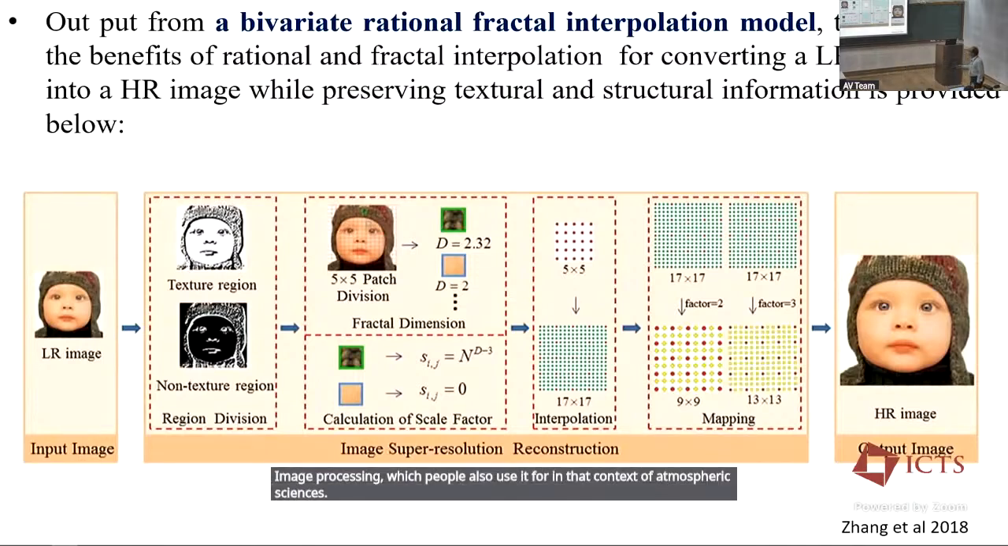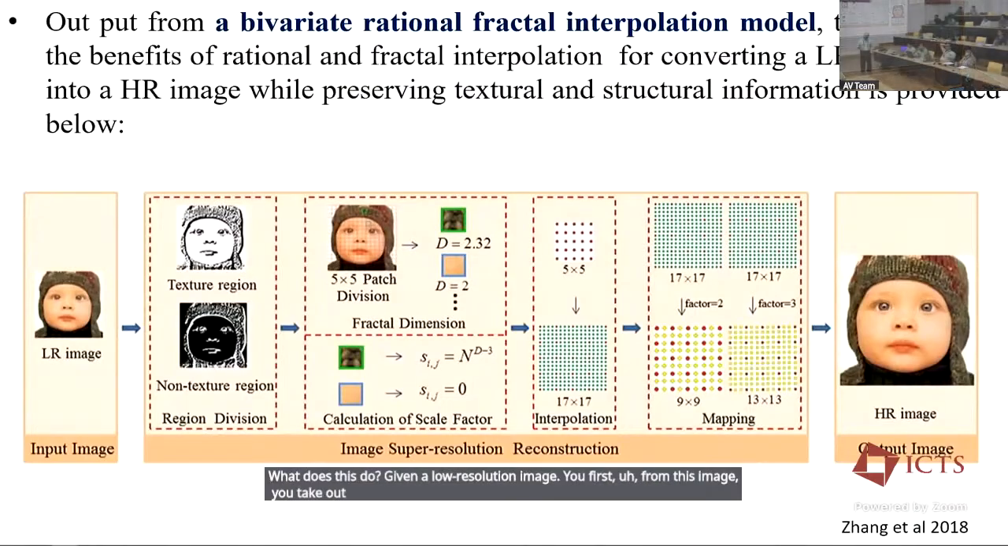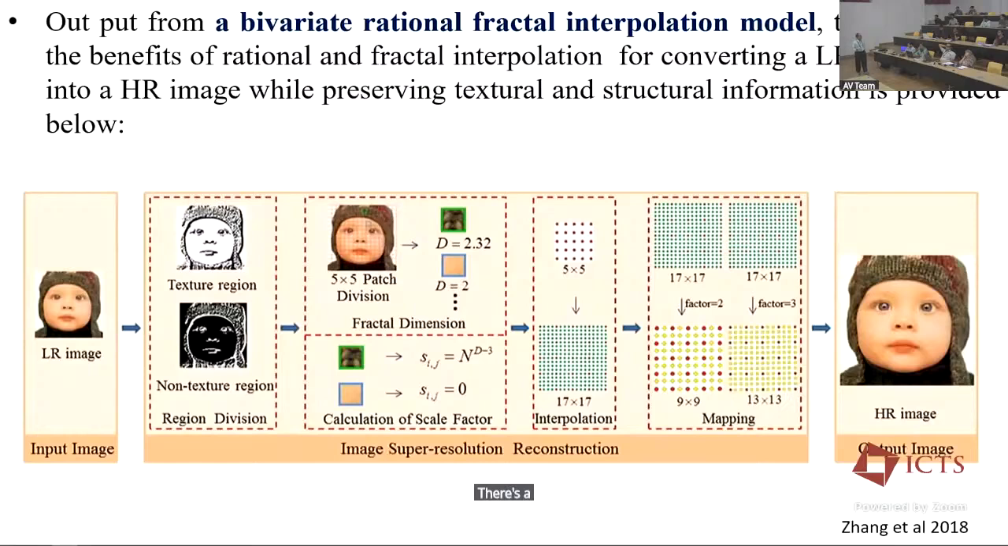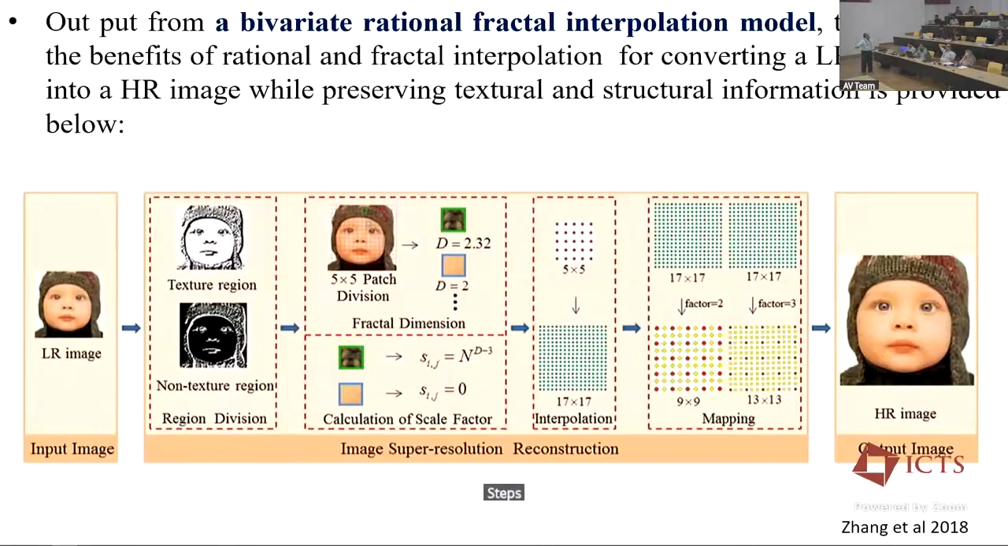What does this do? Given a low resolution image, you first take out its texture separately, and take out its non-textural cartoon region, which is the background, and the texture region. This is the first image processing step, texture and non-texture region. There is a region division for this image. That's one of the first steps. How do you do that? There are steps, algorithms and processes involved in moving from this to this.